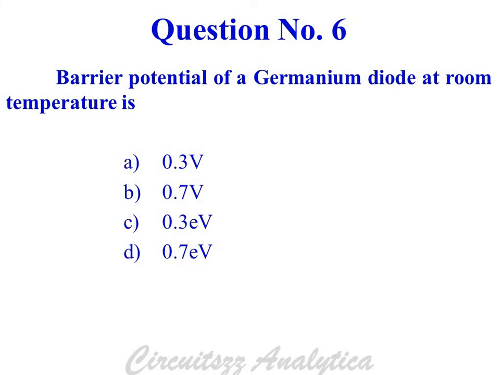Barrier potential of a germanium diode at room temperature is 0.3 volt. For a germanium diode, barrier potential at room temperature is 0.3 volt, and for a silicon diode, barrier potential at room temperature is 0.7 volt.